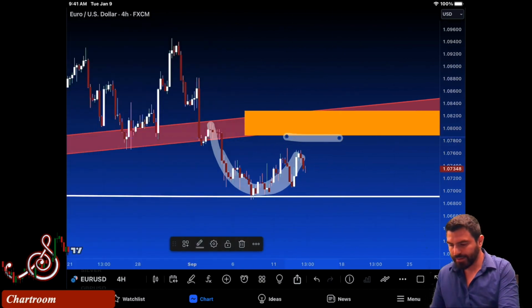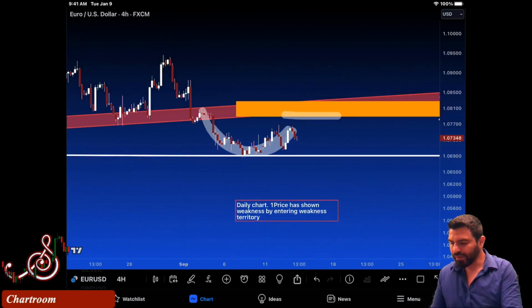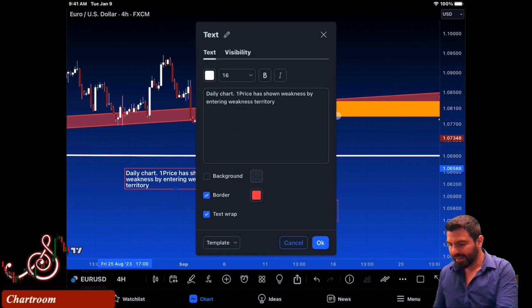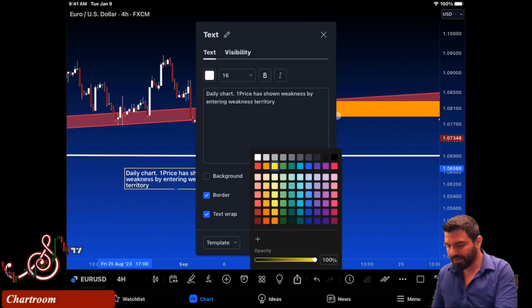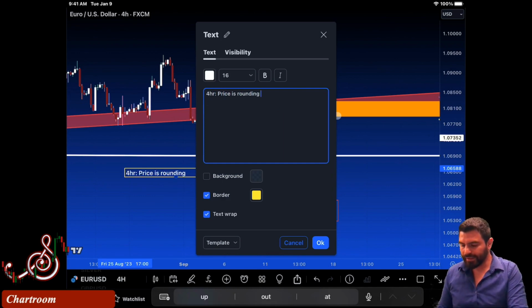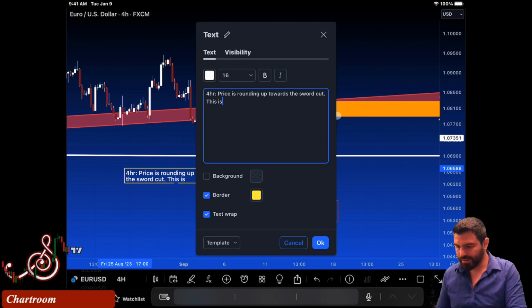Let's put that in our notes for the 4 hour chart. Let's clone this out. Now we're going to make one for the 4 hour, and let's give this a yellow border. Okay, 4 hour. Price is rounding up towards the sword cut. This is bullish, but it allows us to look for the bearish shorting opportunity.